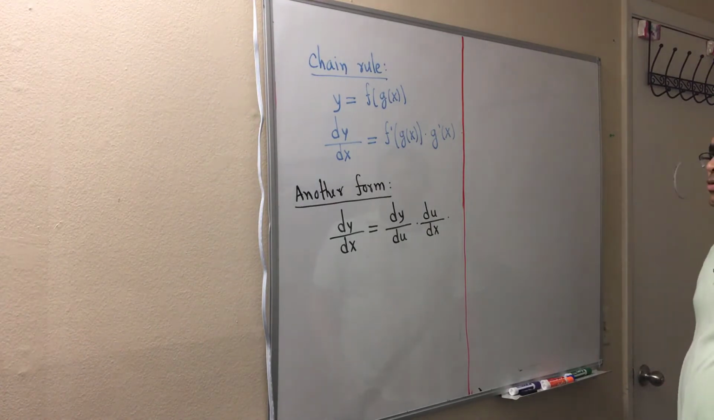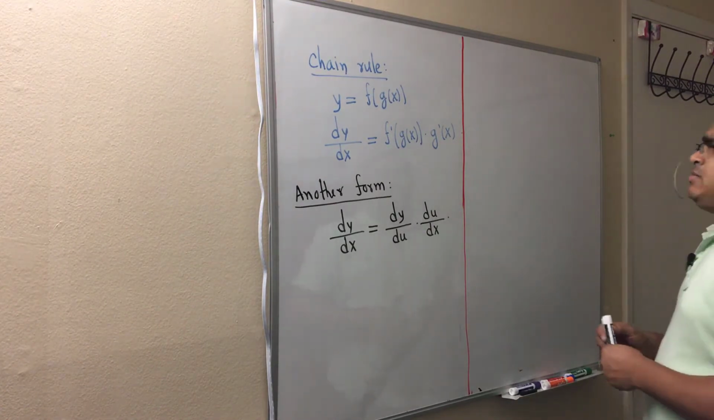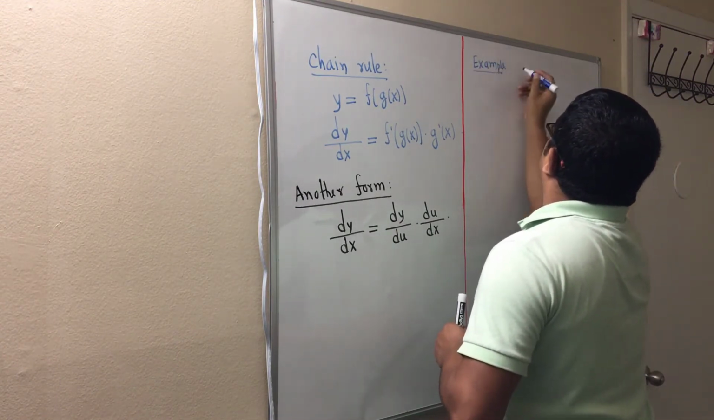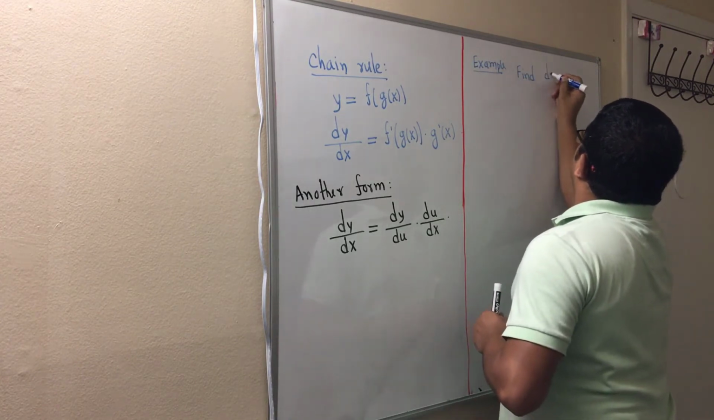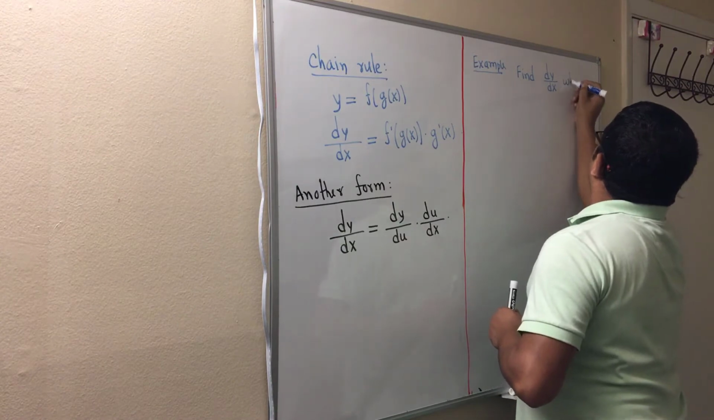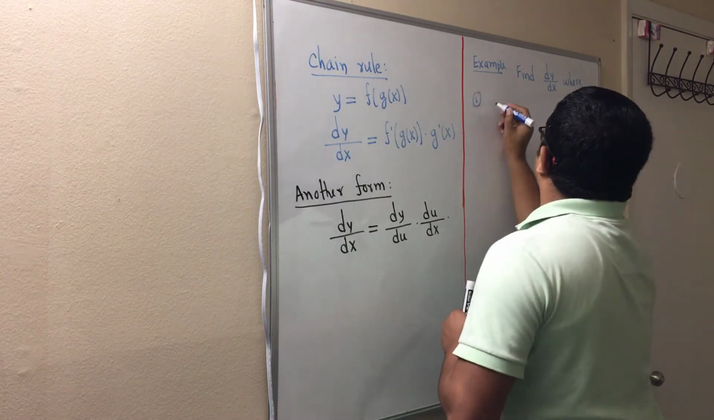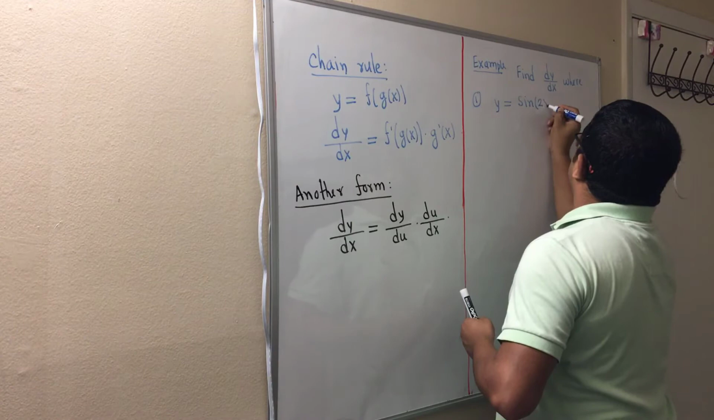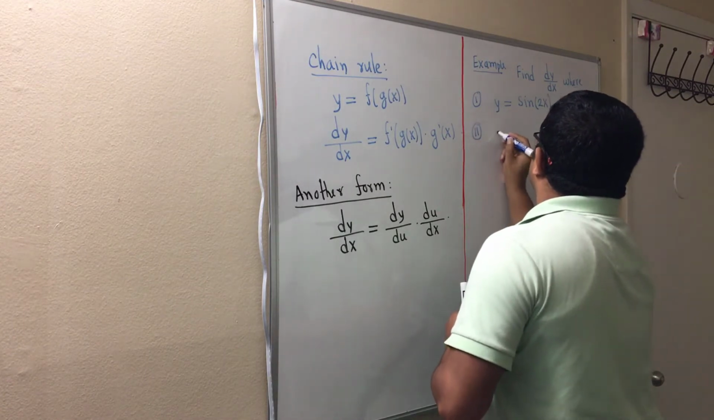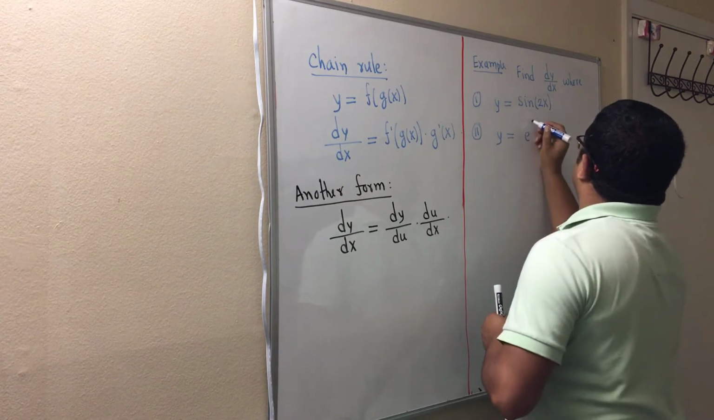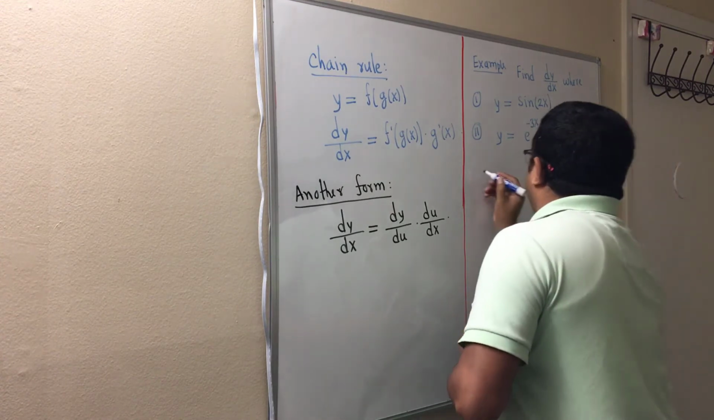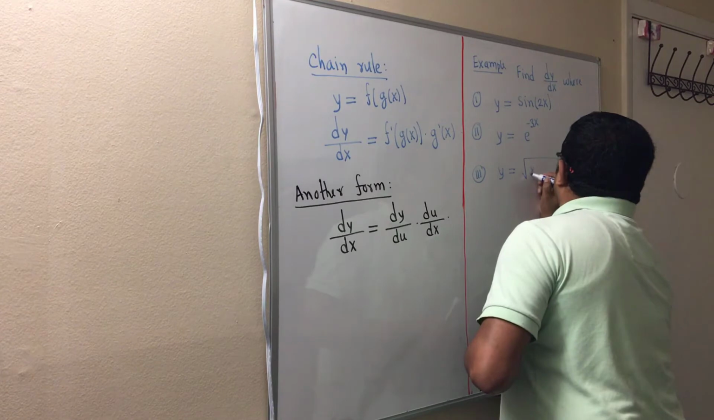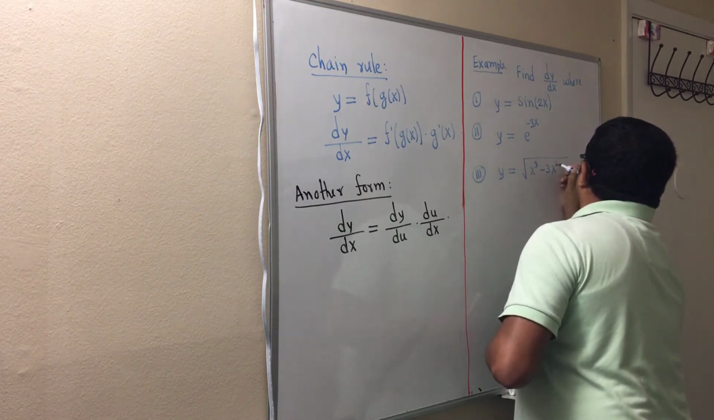Now, we will discuss a few examples to clarify that. Suppose we want to find dy over dx where number 1, y equals sine of 2x; number 2, y equals e to the power negative 3x; and number 3, y equals the square root of x cubed minus 3x squared plus 1.